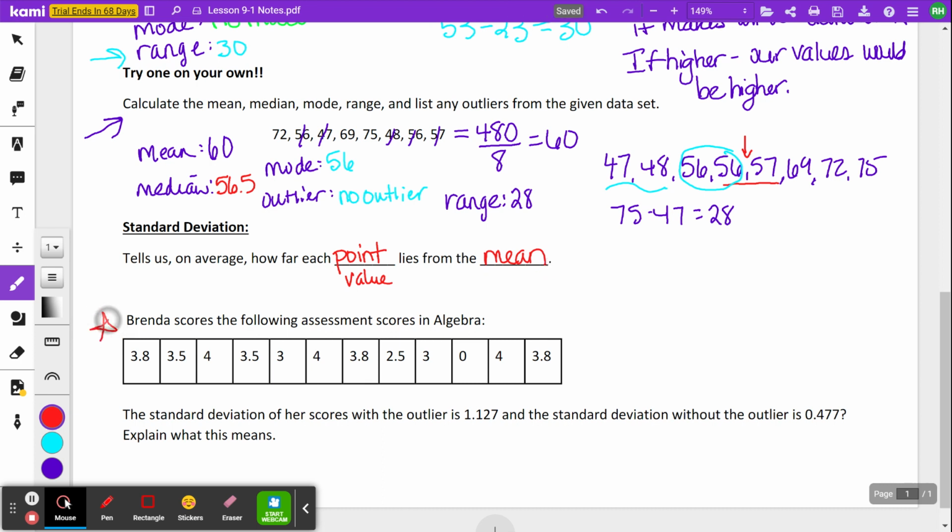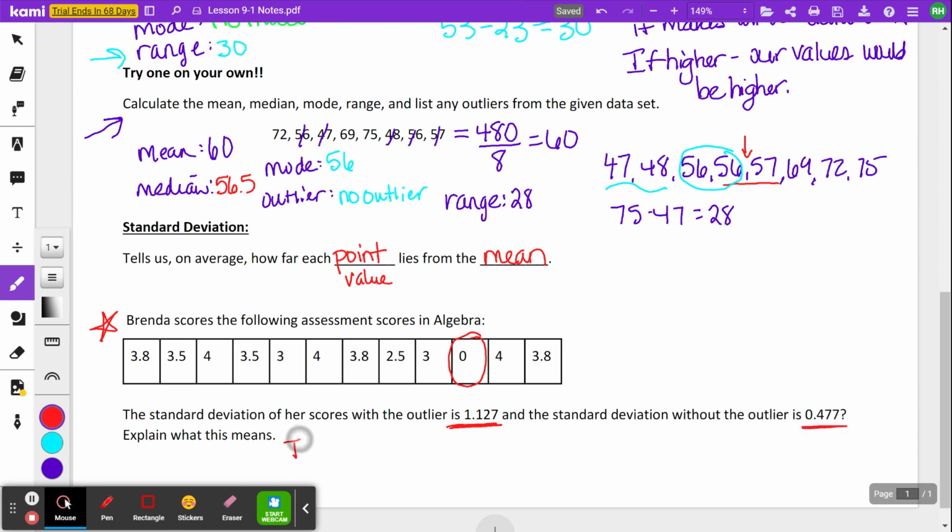The following here is Brenda's test scores that she got on her algebra tests throughout the year. You can see she's done pretty well: 3.8, 3.5, 4, 3.5, 3.4, and so forth. This one, the 0, was probably the one affecting it the most. The standard deviation number describes the data by telling us how far it is away from the mean. With the outlier here, the standard deviation is 1.127. And the standard deviation without the outlier is 0.477.